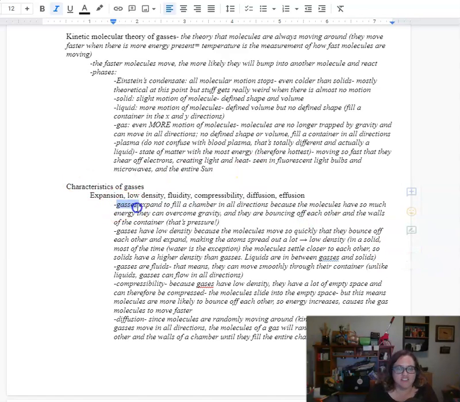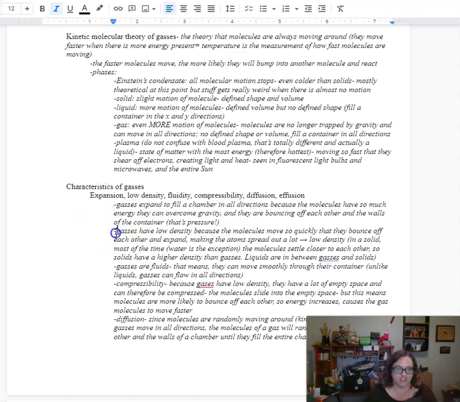Okay, so gases expand to fill a chamber in all directions, and the reason why is explained by kinetic molecular theory, which is that the molecules have so much energy they actually escape gravity, because gravity is actually a really wimpy force. The gaseous molecules have so much energy, they literally bounce away from everything. They bounce into each other, they bounce into walls, they bounce into everything.